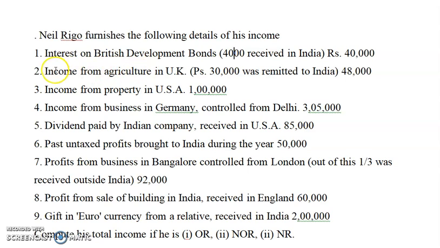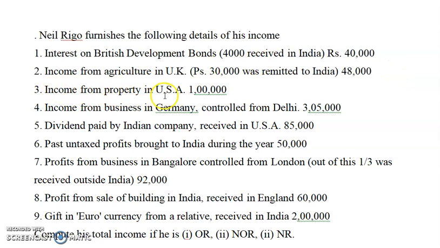Next, income from agriculture in UK. Again, see here correctly, income from agriculture in UK, there is no connection with India. If it was income from agriculture in India, then it would have been exempt. But it is taxable here. Out of 48,000, 30,000 was remitted to India. When the word remitted to India is there, we are not considering this particular thing. If it was given as received in India, this 30,000 would have been considered. So income from agriculture in UK, 48,000 we have to consider in the first column only, other two columns are nil.